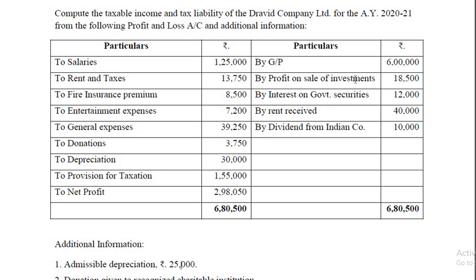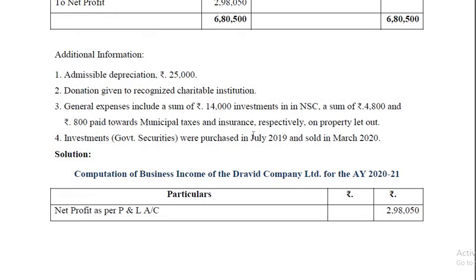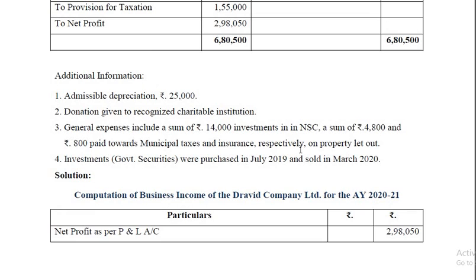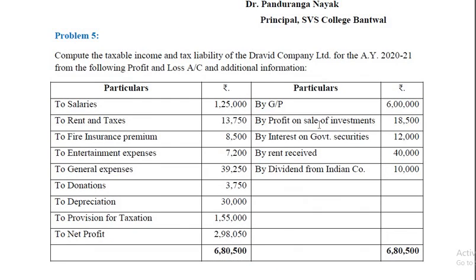Profit on sale of investments. So it is very clearly given. Here investment means government securities, and that is short term because it is not held for a period of more than 1 year. If securities are held for a period not more than 1 year, then it is taken as short term capital gains. So it falls under the capital gain head, so it should be deducted.